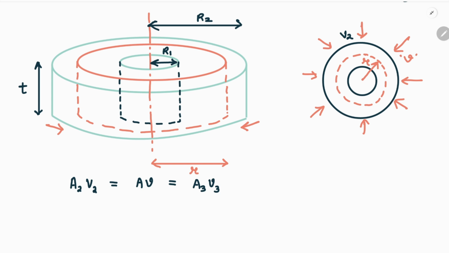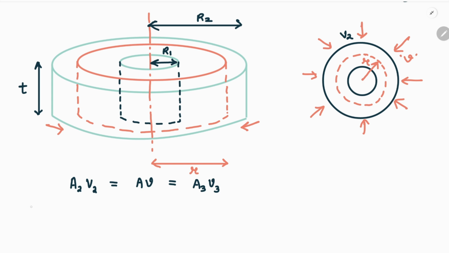So over here we say that the fluid flow is taking place from all the sides. So we take the circumference as 2 pi r2 having a width t. So the area will be 2 pi r2 t, that is the curved surface area, multiplied by v2, and then we equate it at any point which is at a distance r, 2 pi r t with a velocity v. Then again at a3, it will be 2 pi r1 with velocity v3.